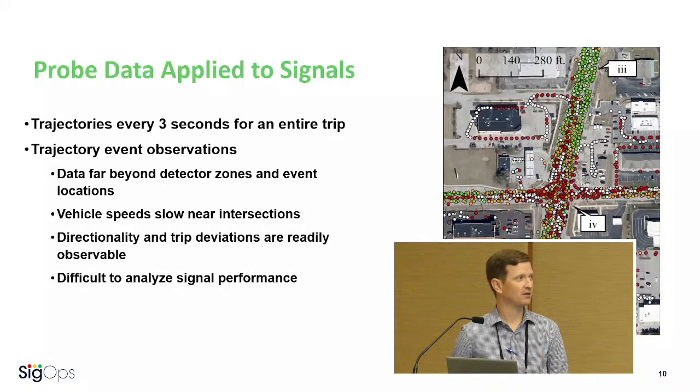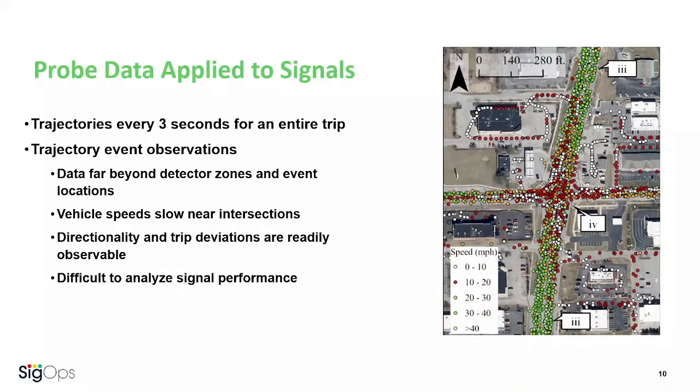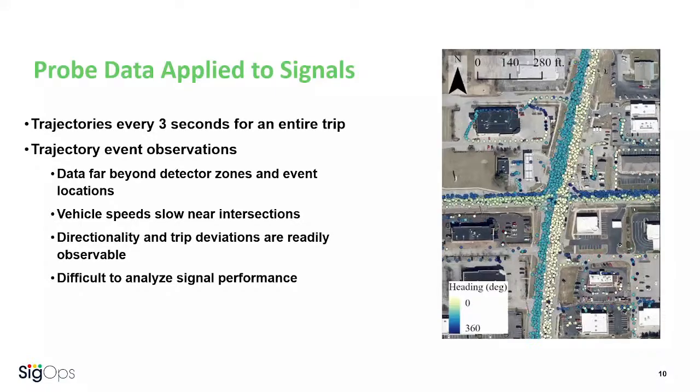This is just the speed data for those same points. Green is faster, red is slower. So we can see that vehicles generally slow down near an intersection, even if they're not necessarily stopping, they tend to slow, which is what we would expect. And your heading data, something cool you'll notice, is you can easily pick out a trip deviation that someone's making, maybe going through a drive-through or just parking and then coming back. That starts to come in handy later on.